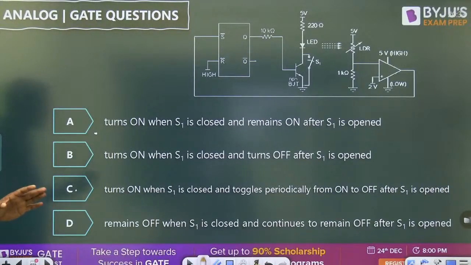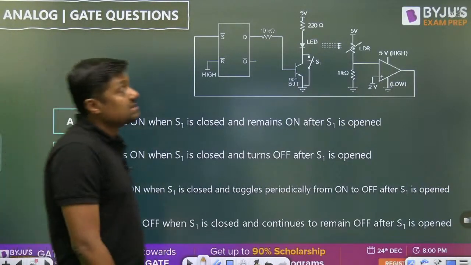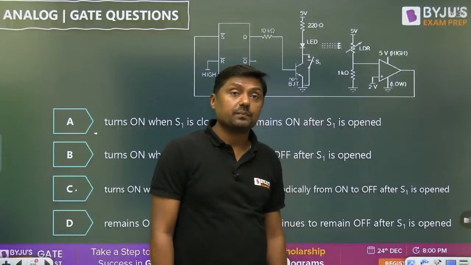Toggle flip-flop, that is the toggle flip-flop, but it is an SR flip-flop. The last option: remain off when S1 is closed and continues to remain off after S1 is opened. That is the question in the instrumentation branch.